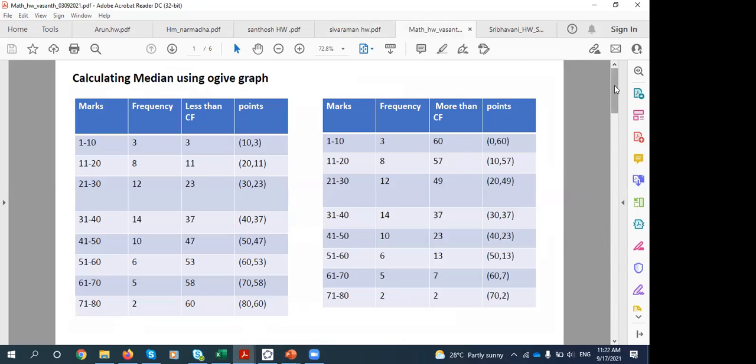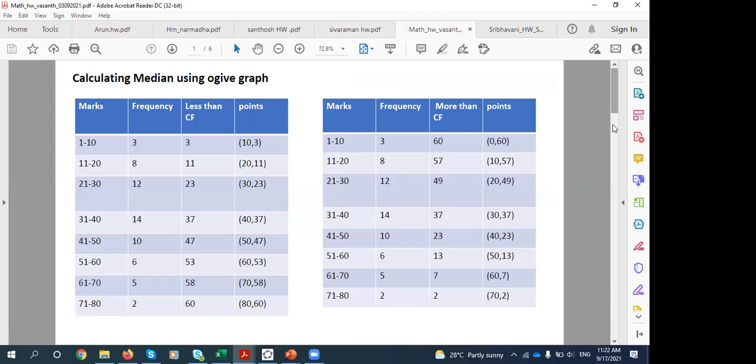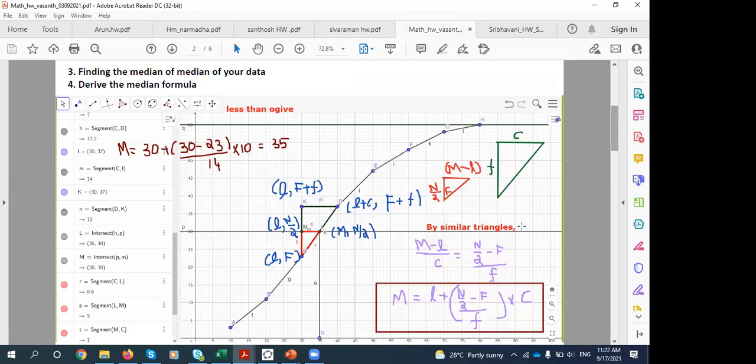Okay. Very neat, very precise. And I could make out that you have made the intervals continuous. That's perfectly fine. And then again, very neat graph. So that's fine. The thing is, all our handwritings become very bad when we try to use the mouse to write.